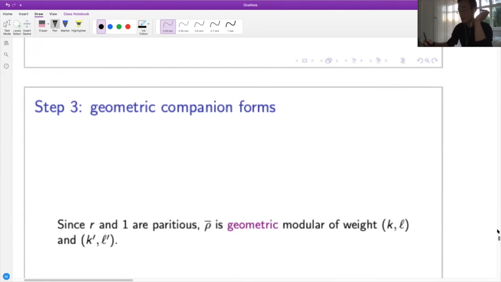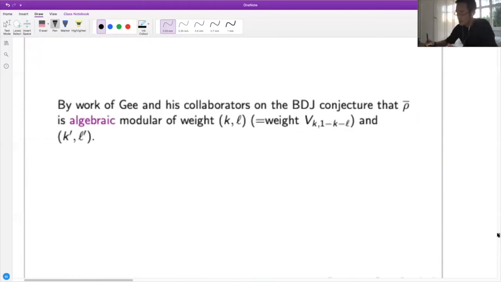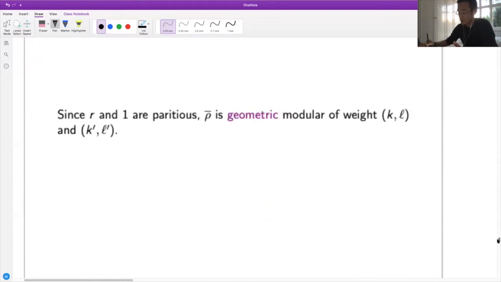Now the next step is to translate that into geometric Hilbert modular forms. But you can do that because the weight is Parisi. So as I mentioned about the algebraic modularity equals geometric modularity conjecture, you can go from algebraic modular to geometric modular as long as the weight you start with is Parisi. So in this situation that I specified, in fact, I can go from algebraic modular of these weights to geometric modular of weight k, l. So I'm now in the realm of GL2.